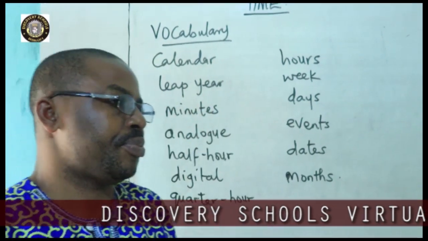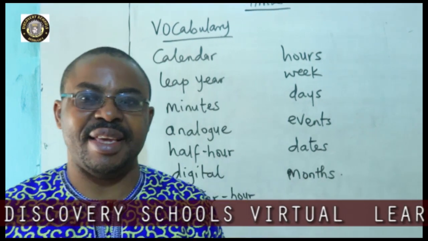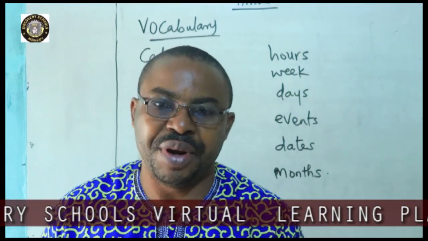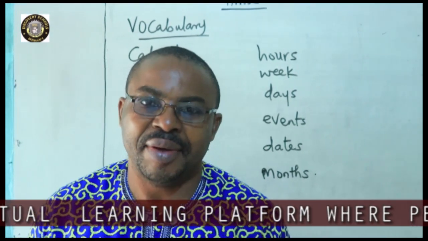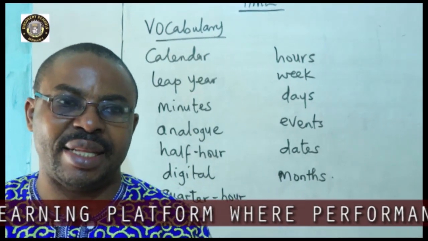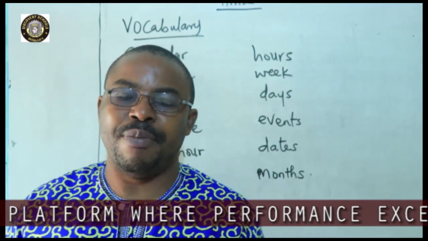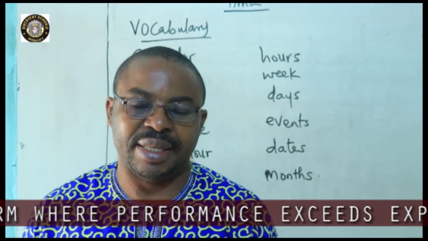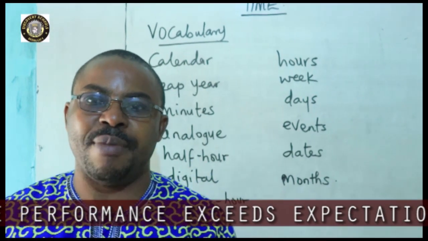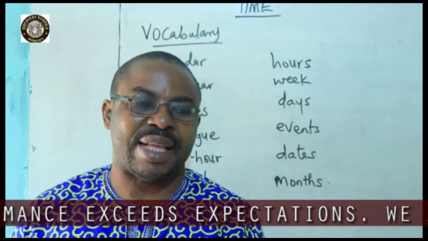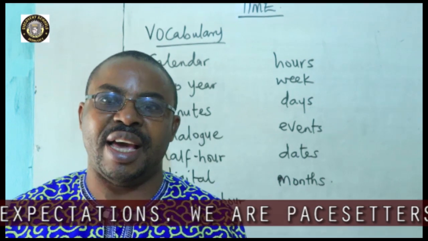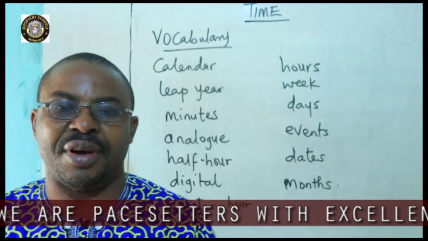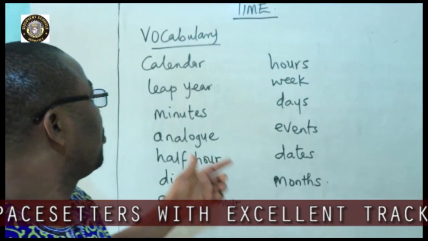Leap year. A leap year is a year that has February with 29 days. In other years, February is 28 days. But for a leap year, February is 29 days. That means the number of days in the year is 366 days for a leap year, while a normal year is 365 days.